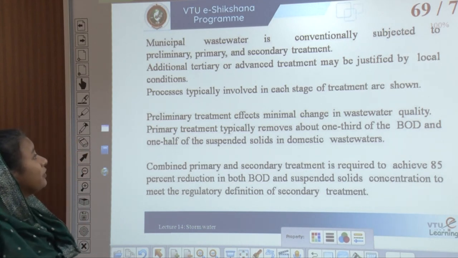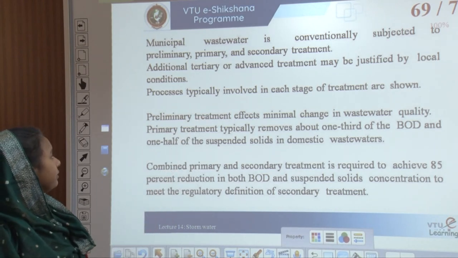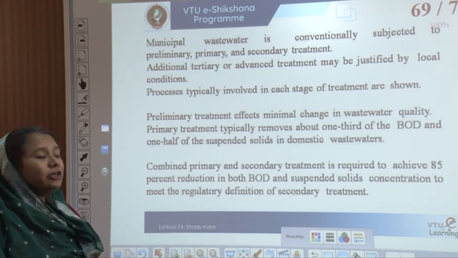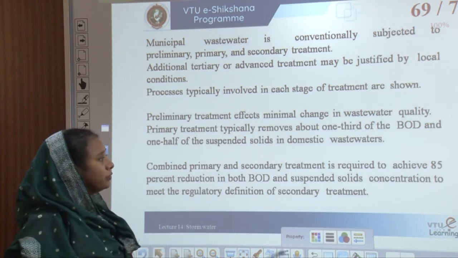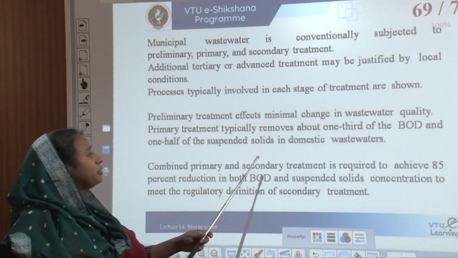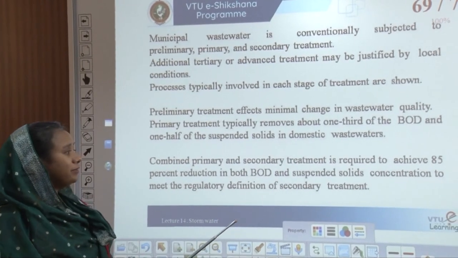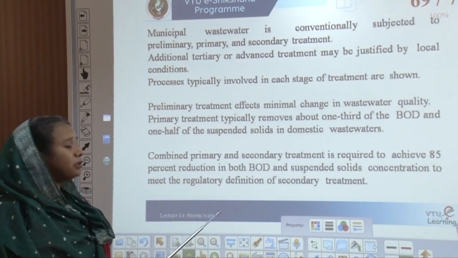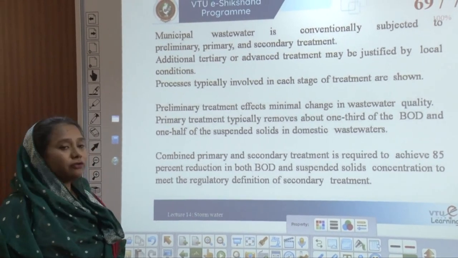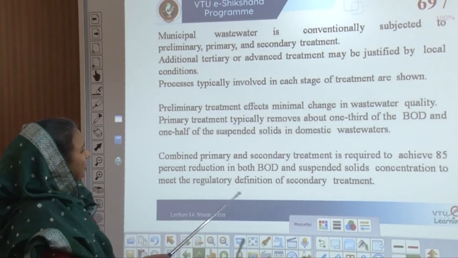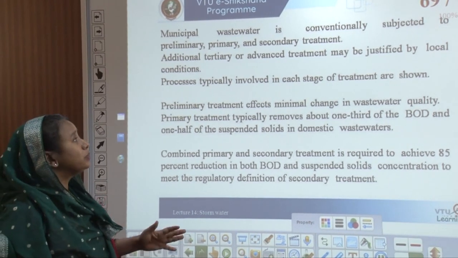Now, this wastewater is conventionally subjected to a lot of treatments, and they are justified by local conditions. Preliminary treatment would bring only minimal changes in the wastewater quality. Primary treatment would remove 1/3 of the BOD and 1/2 of the suspended solids in domestic wastewaters. Whereas combined primary and secondary treatment is required to achieve at least 85% reduction in both BOD as well as suspended solid concentration to meet the regulatory definition of secondary treatment. So, with all of these put together, we at least achieve 85% to 90% treated water at the end stage.